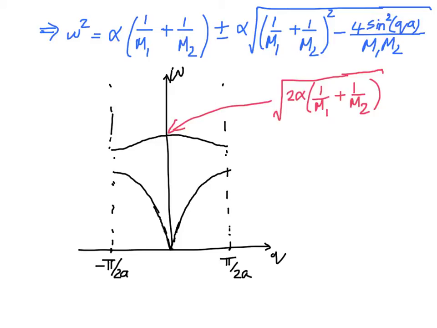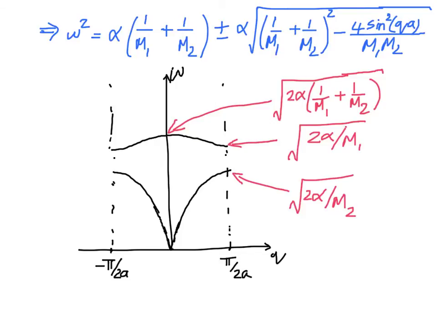Now the next step is to evaluate what these numbers are. To do that, it's a simple matter. We take pi over 2a and substitute it in here. So we set q equals pi over 2a, and then we see what we get. When we do that, we get this interesting result. Again you get two solutions, and one of them is the square root of 2 alpha over m2, and the other solution is the square root of 2 alpha over m1. So the only difference between these two is that the two different masses show up.